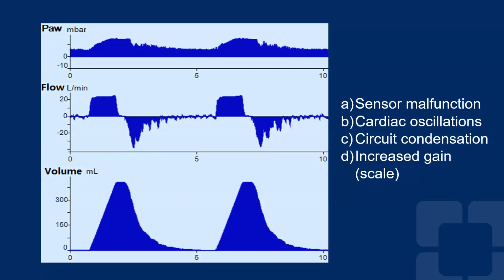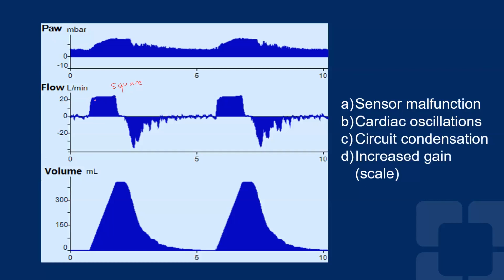A sensor malfunction is atypical to think about. I don't know what type of sensor. It probably would be the flow sensor, but I would say that before this would be a sensor issue, when I have these very nice images over here, this would most likely be circuit condensation, meaning that there's fluid within the circuit that is causing the high frequency oscillations that you see here.